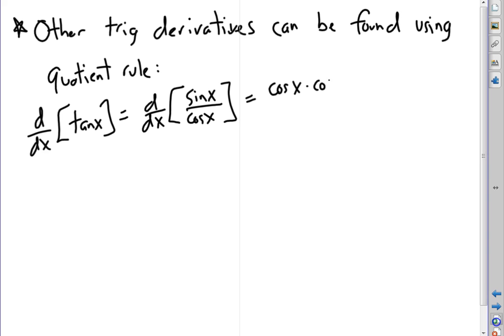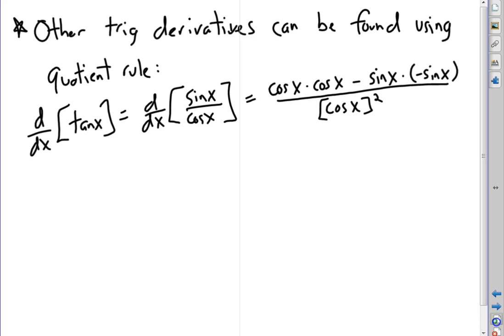The denominator times the derivative of the numerator, the derivative of sine is cosine, minus the numerator, sine x, times the derivative of the denominator. The derivative of cosine is negative sine, which is why you can see I put in the negative inside the parentheses. All over cosine of x squared. Great. So this turns out to be cosine squared x plus sine squared x. And then, for whatever reason, I could have just used the Pythagorean identity right there. Cosine squared plus sine squared is 1.